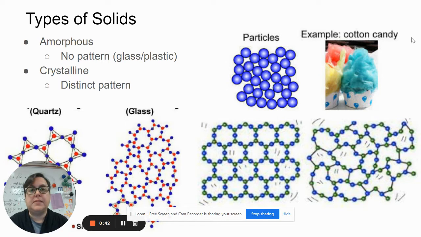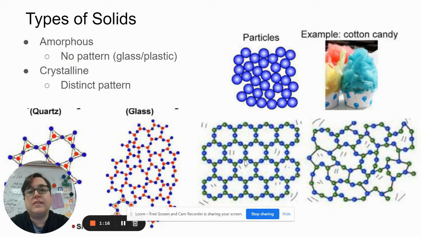So there's a couple types of solids. There's amorphous solids and there's crystalline solids. Amorphous solids don't have a pattern. If we look at the glass picture here, we can see that there's irregular shaped circles and they're not identical. And so that's an amorphous solid. Whereas if we look at something like quartz, it's very patterned. There's a distinct pattern to it, and so that's a crystalline solid. So amorphous is no pattern. Crystalline has a very specific pattern.